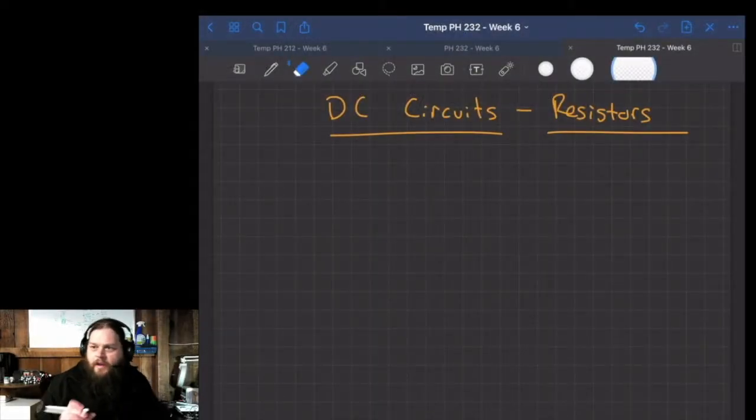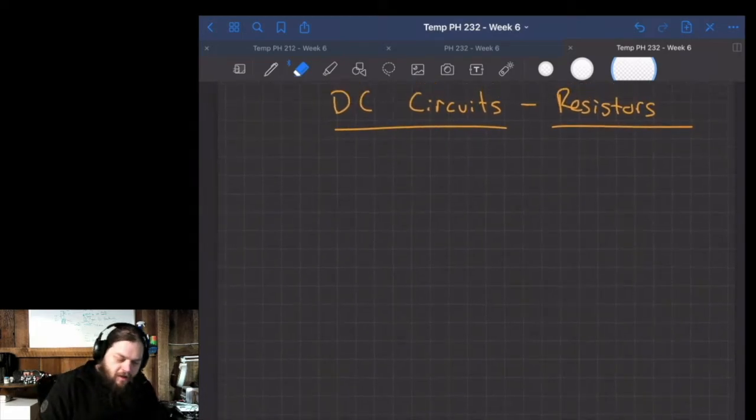Today we're going to be talking about DC circuits and going into Kirchhoff's rules and Kirchhoff's laws, and we're going to do a bunch of problems to figure out how resistors work in DC circuits, as well as analyzing two different circuits using Kirchhoff's rule to find the currents, voltages, and everything we need to find there. So let's get started here.